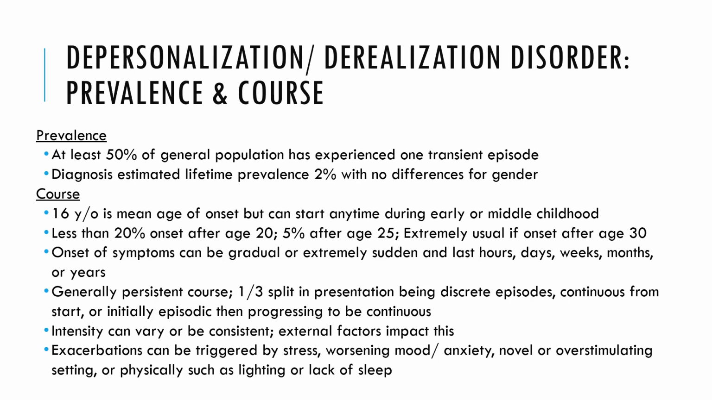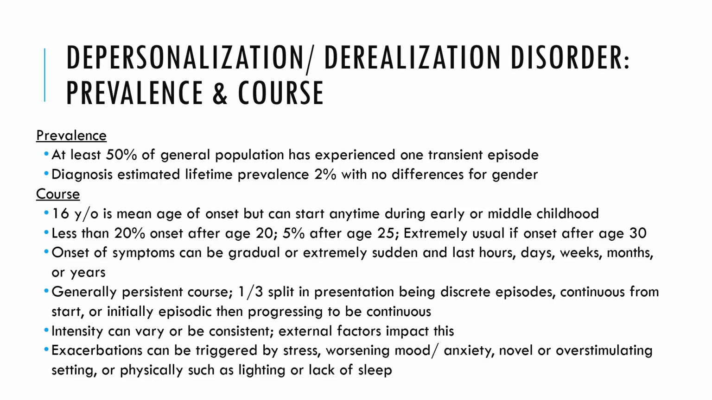Depersonalization/derealization disorder, the prevalence and course. The prevalence: at least 50% of the general population has experienced one transient episode. Diagnosis: estimated lifetime prevalence 2%, with no difference for gender. Course: 16 years old is the mean age of onset, but it can start anytime during early or middle childhood. Less than 20% have onset after age 20, and 5% after age 25. It is unusual if onset is after age 30.